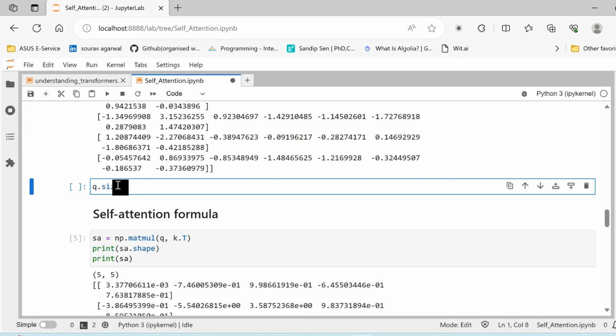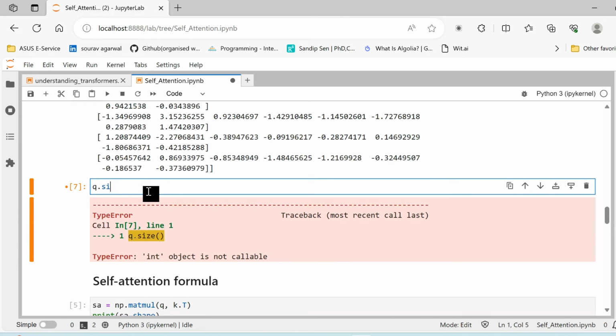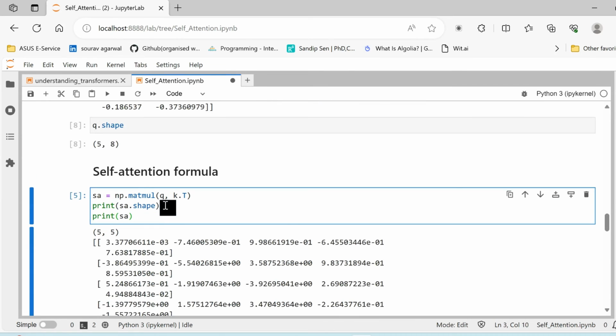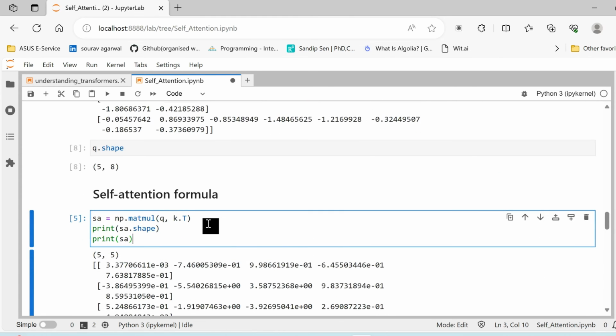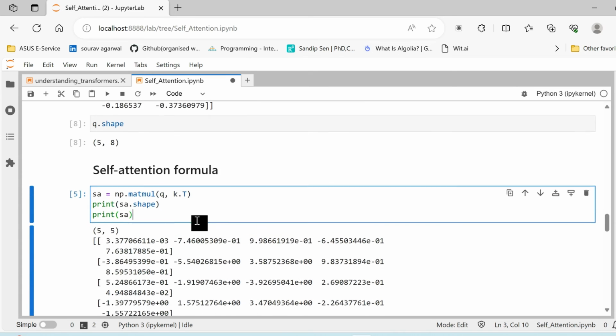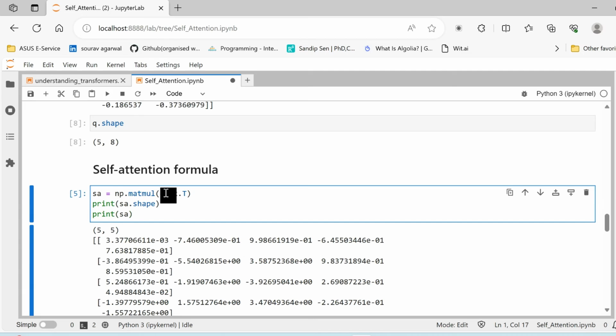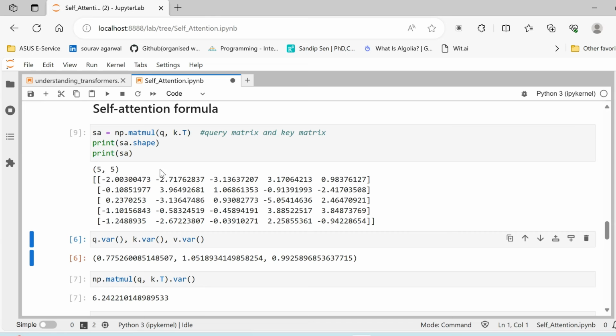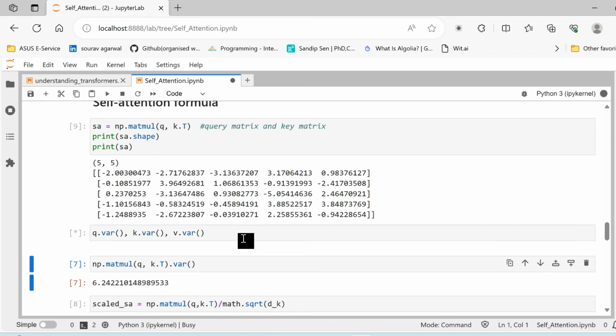Let me print Q dot shape: 5 comma 8. Now the self-attention formula that we know is softmax of Q K transpose, scaled using root of DK, basically here root of 8, and then a matrix multiplication with the value matrix. First we perform the matrix multiplication between Q, our query matrix, and our key matrix. We get an output of shape L comma L, 5 comma 5.